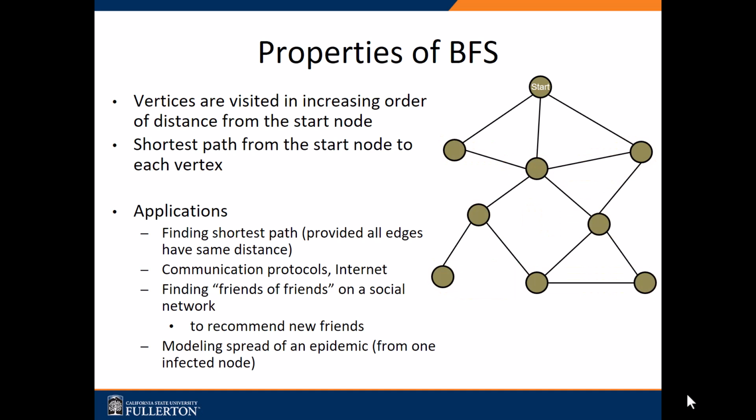Another application is to recommend new friends on a social network. In a social network graph, vertices represent people and an edge connects two people who are friends. And the start vertex is you. Your friends are all the vertices one step away from you. And friends of your friends are exactly 2 steps away from you. And breadth first search can be used to identify these friends of friends. Social networks often recommend friends of friends as potential new friends to you.